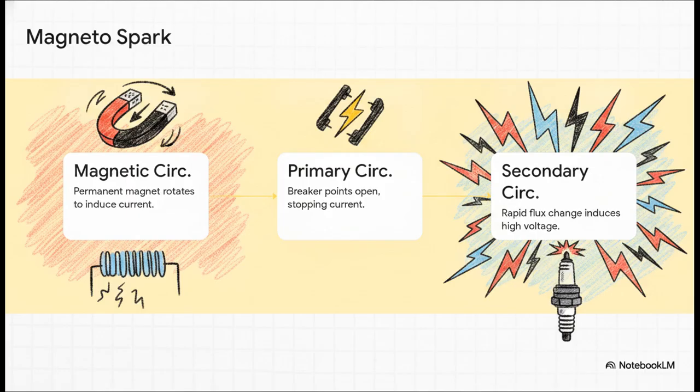First, the engine rotates a permanent magnet, which induces current in a coil. Second, these breaker points suddenly snap open, stopping that primary current flow dead in its tracks and collapsing the magnetic field. Finally, that rapid magnetic flux reversal cuts across a secondary coil, inducing a massive high-voltage pulse. And that voltage is what physically jumps the gap in your spark plug. It's like a tiny contained lightning bolt.